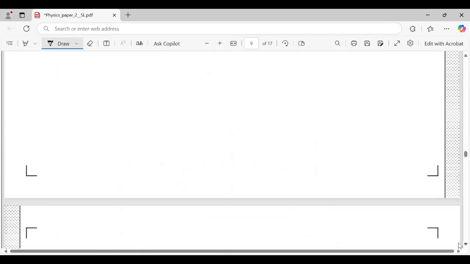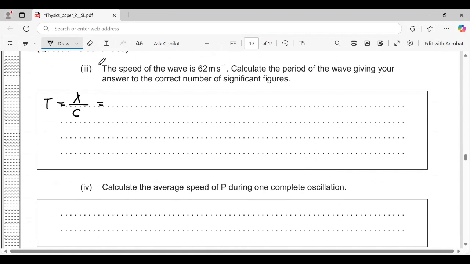That's why lambda equal 1.20, divided by 62 according to this information. Meters, and this is 1 meter per second. So the result is 1.936 times 10 power minus 2, or 1.9 times 10 power minus 2 seconds.